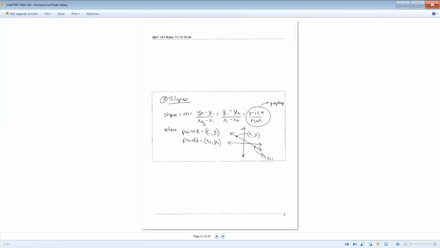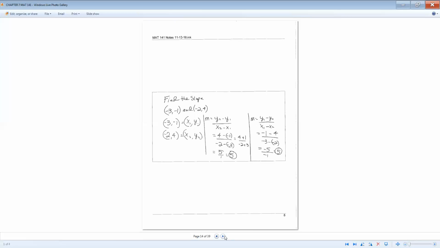So we have y2 minus y1 over x2 minus x1, or y1 minus y2 over x1 minus x2. Either way, it doesn't matter as long as you stay consistent. If you do y2 on top first, then make sure you do x2 first on the bottom. Or if you do y1 first on top, make sure you do x1 first on the bottom. Also, the relationship gives us rise over run, which we will use to graph in a second. Once again, the coordinates of x1, y1, x2, y2 come from any 2 points that are on the line.